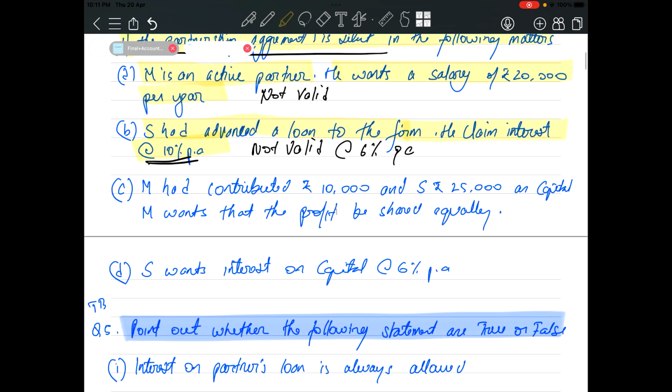Now come to point number C. M had contributed rupees 10,000 and S rupees 25,000 as capital. M wants that the profits be shared equally. Now the partnership deed is silent. Irrespective of the amount of capital, M had contributed 10,000 and S had contributed 25,000. Now M wants to share the profits equally. Is this point valid? Yes, it is valid. In the absence of a partnership deed, all the partners will share profits equally.